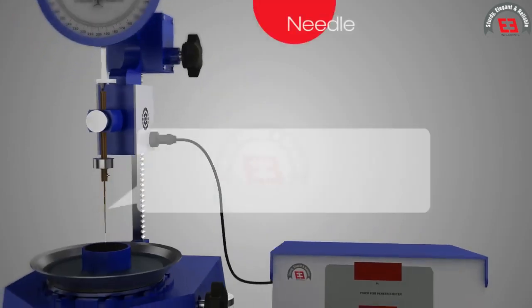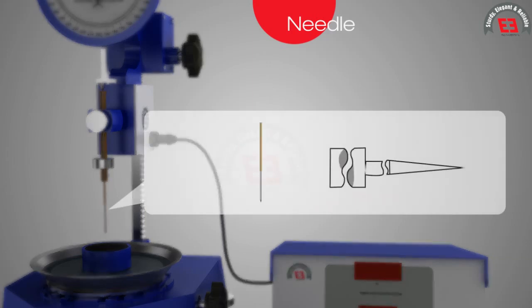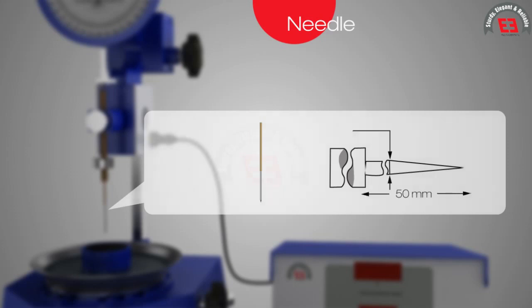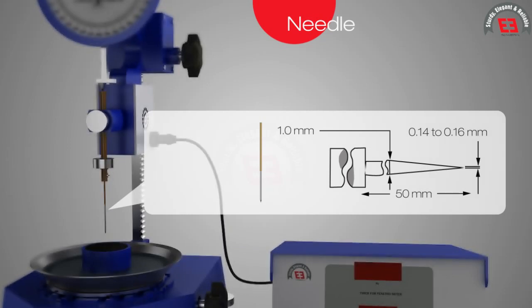Needle. It is a straight, polished, cylindrical stainless steel needle of total length 50 mm and diameter 1.0 mm with a pointed end of 0.14 to 0.16 mm diameter.